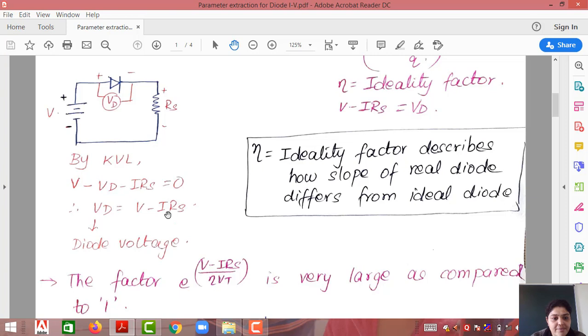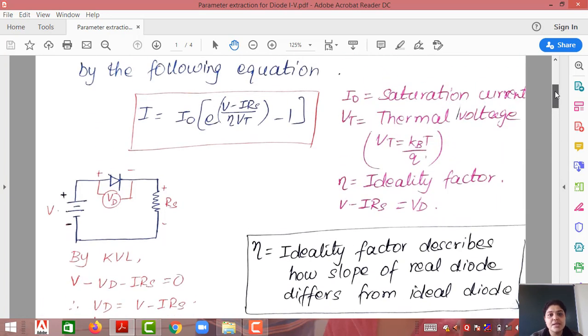The voltage we have applied minus the drop across the resistor will give you the diode voltage. So this same expression V minus I Rs we have used in the above equation. Actually this represents the diode voltage. So we are going to study current as a function of this voltage because eta and Vt are constant terms.